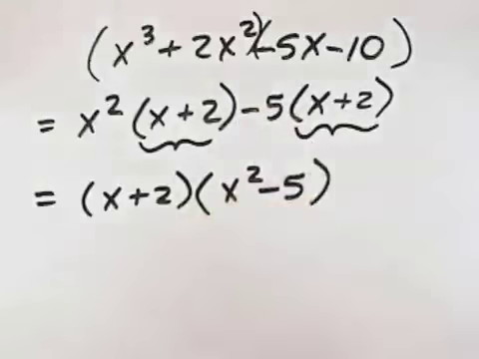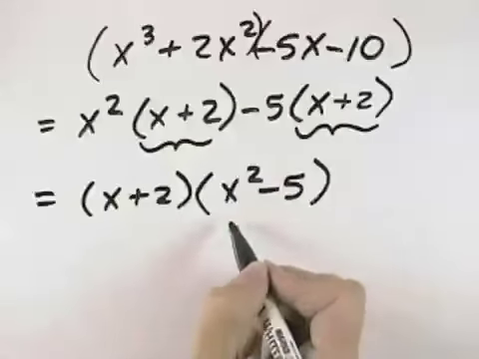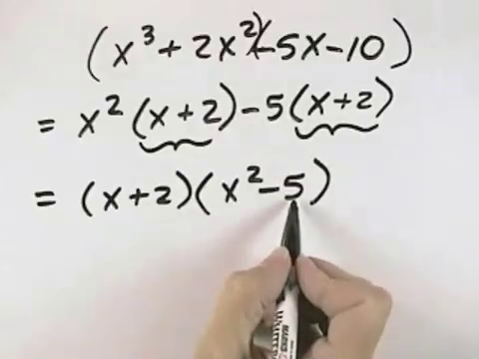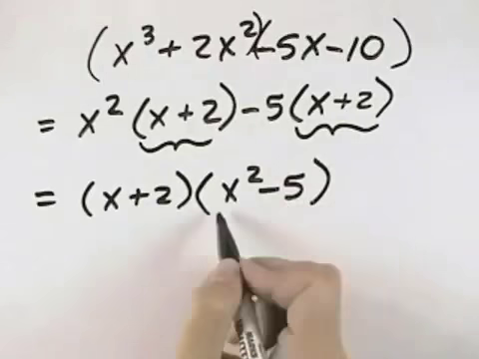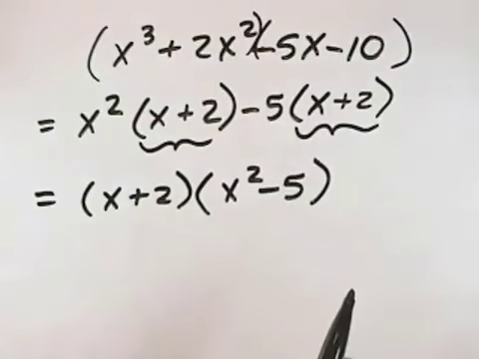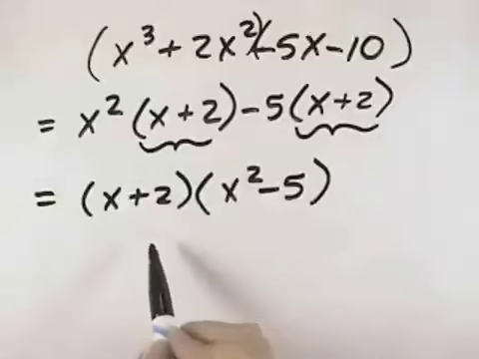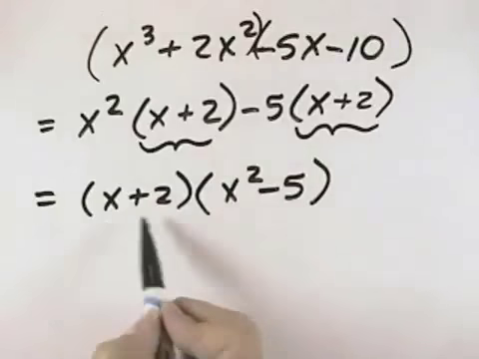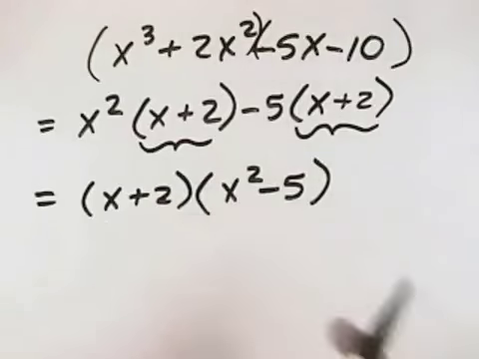Looking at this to see if it will factor further, it's not the difference of squares because 5 is not a perfect square. And it's certainly not cubes, therefore it will not break down any further. So my final completely factored form is x plus 2 times the quantity x squared minus 5.